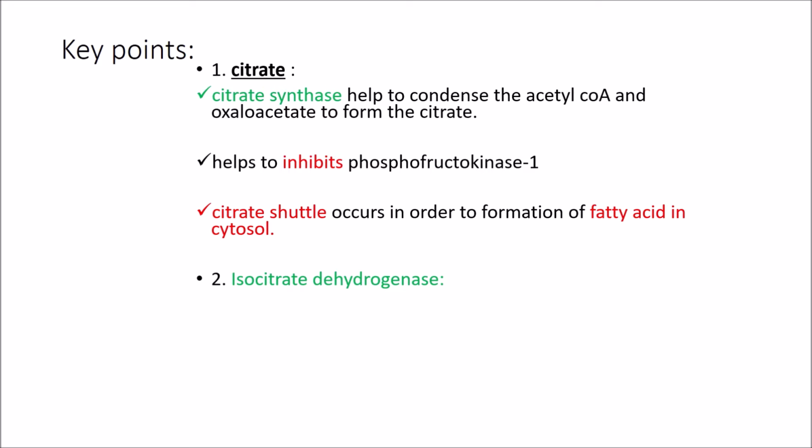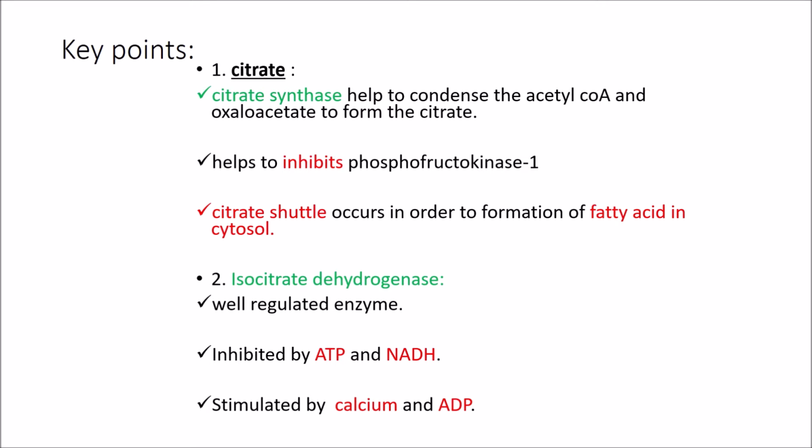Now another enzyme is isocitrate dehydrogenase. It is a well regulated enzyme of this TCA cycle. It is inhibited by ATP and NADH and stimulated by calcium and ADP.